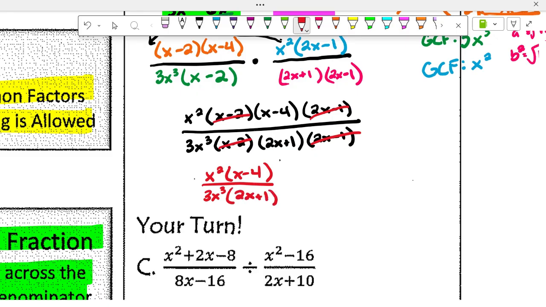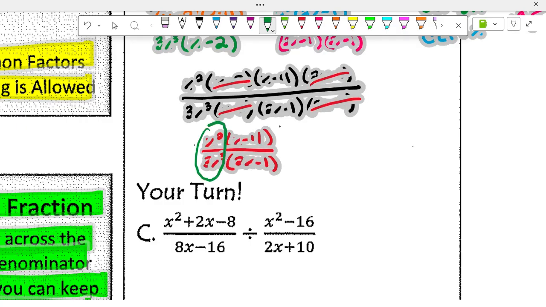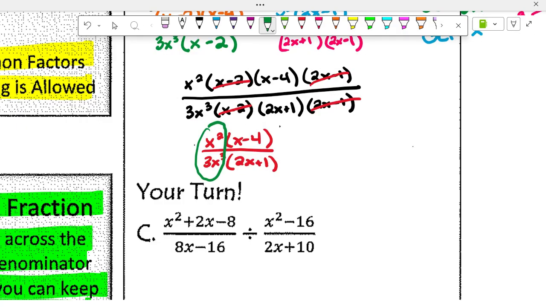Now I'm not done simplifying. Why? Is there something else I could potentially cross or simplify down? The x squareds and the x cubes. So remember, this is just monomial division right here. So the 3 will stay where it is. All right, but the x squared and the x cubed, what would that be?